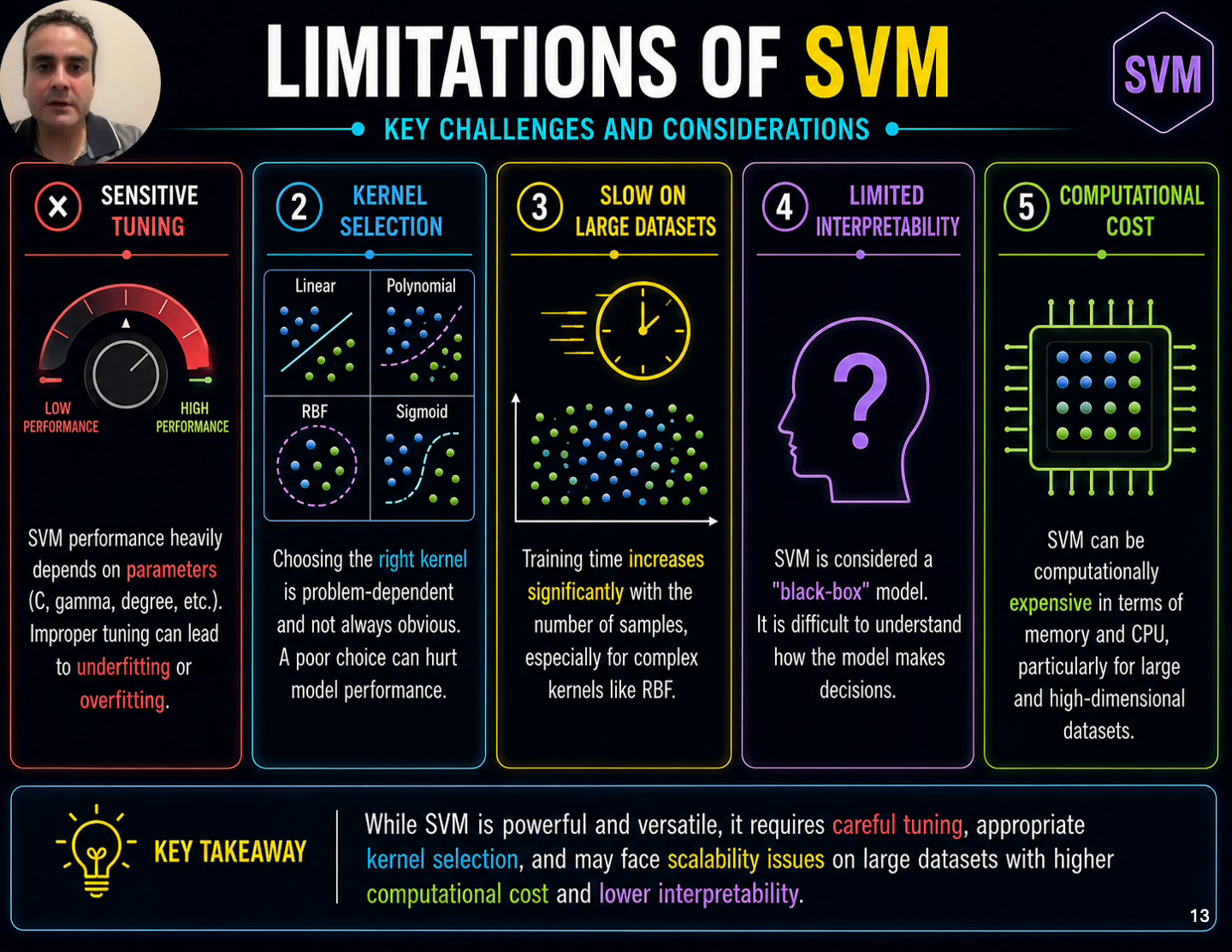SVMs can also become computationally expensive when applied to very large datasets because training complexity increases with the number of observations. And finally, SVM is often considered a black box model because it provides limited insight into how predictions are made compared with more interpretable approaches such as decision trees.